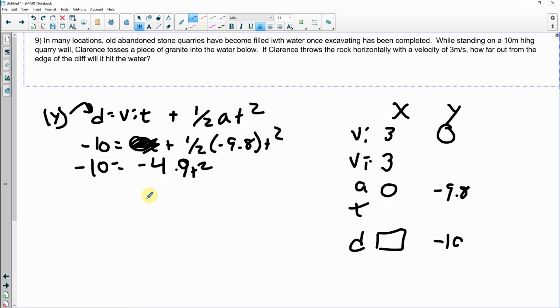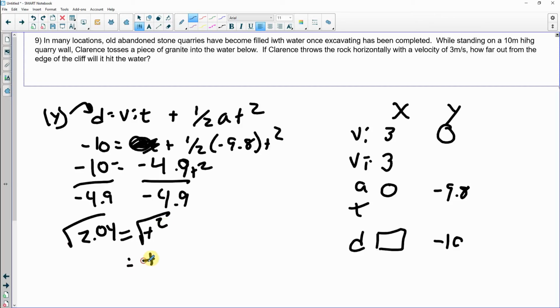t squared, and then we have to divide both sides by negative 4.9. We should end up with t squared equals negative 10 divided by negative 4.9. That should be 2.04, and then square root of that, because we want t. T is going to be, oh boy, fancy pants calculator, square root of 2.04, 1.42 seconds.